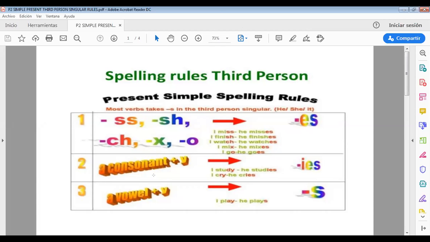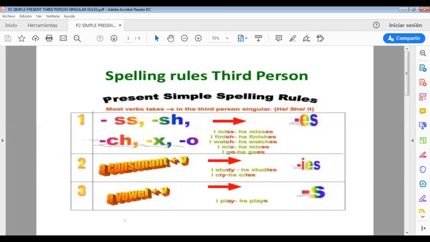But if I have a verb that ends in a Y, for example, study, I study. I said he studies. What I do is that I change the Y for IES, right? Another example, I cry. What I do is to change the Y and add IES. He, she, it cries, right?